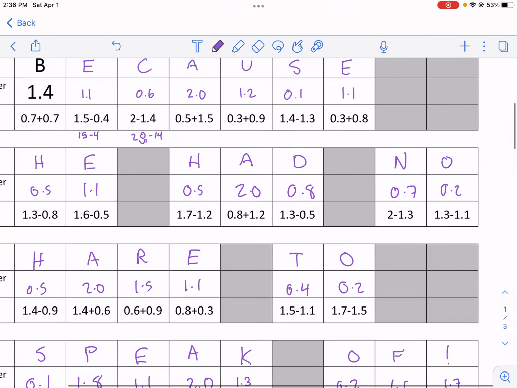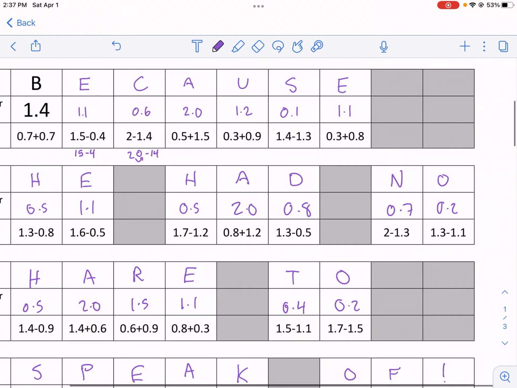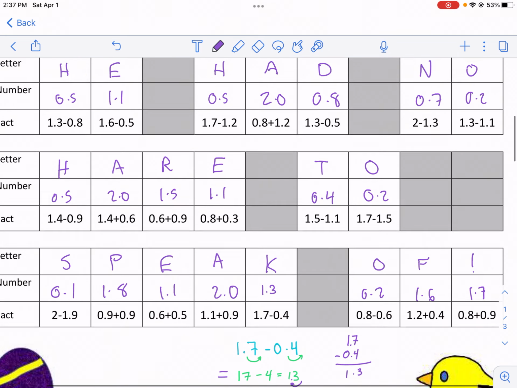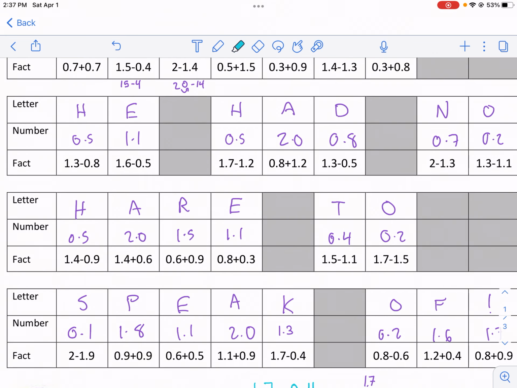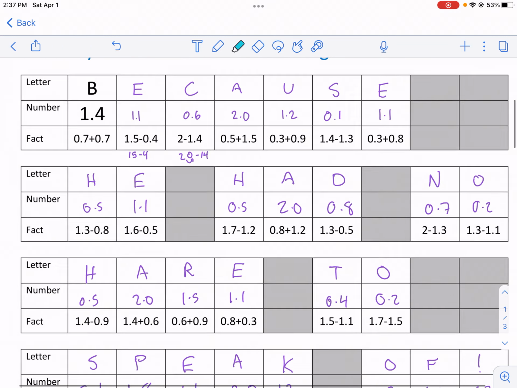All right, so the joke is, why couldn't the Easter rabbit go to the barber's? Because he had no hair to speak of. Okay, and obviously hair is like a double meaning with rabbit and the hair on top of your head. So there you have it.